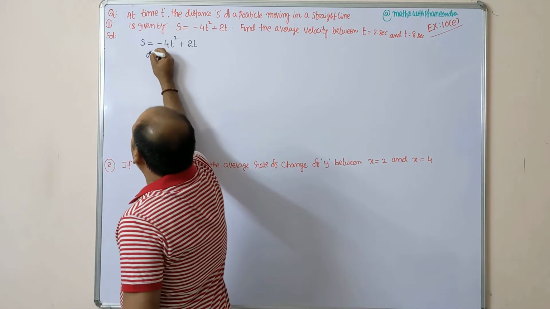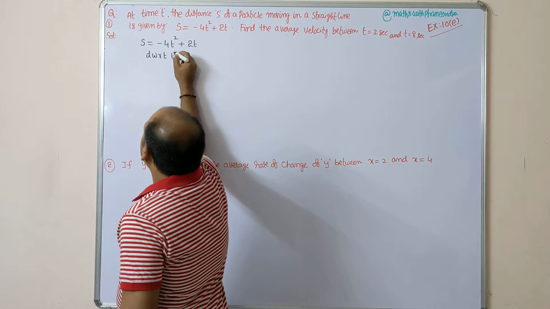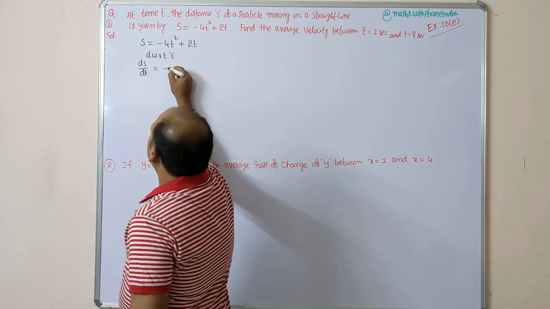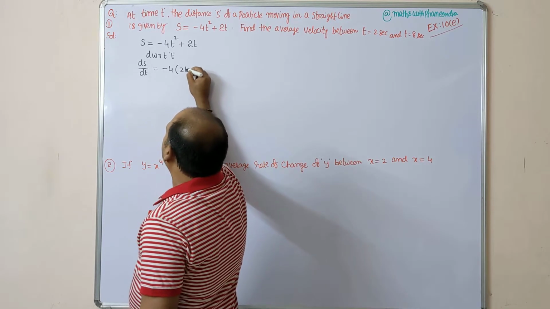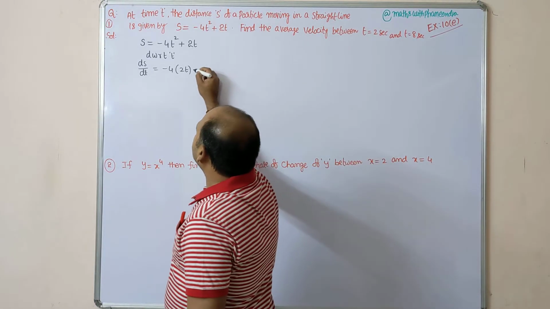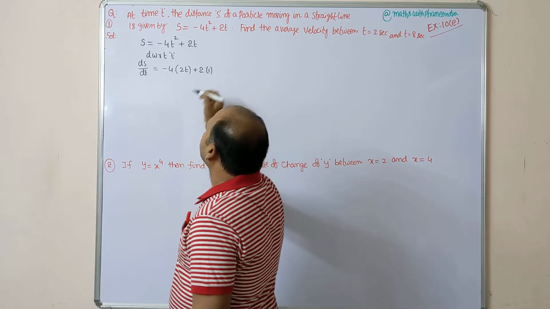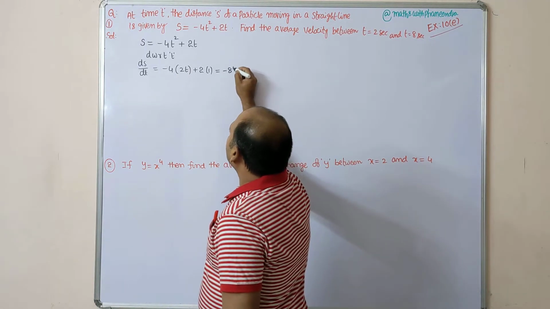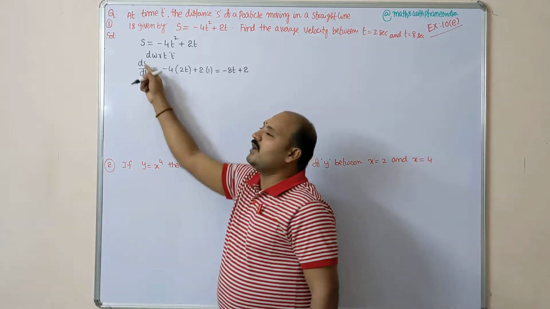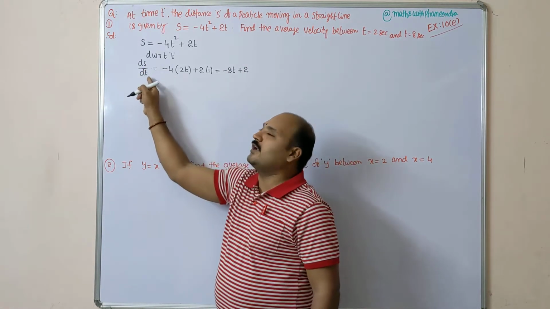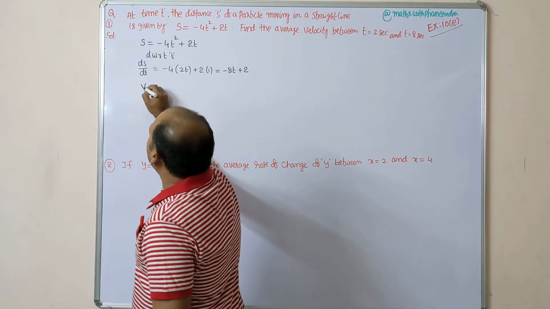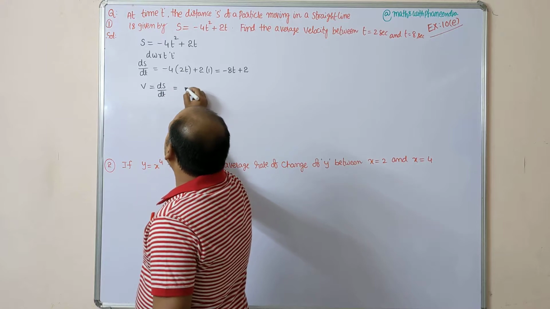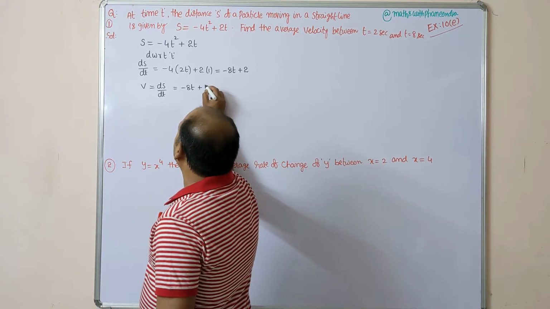Differentiate with respect to t. So ds by dt is equal to minus 4 into d by dt of t square, which is 2t, plus 2 into d by dt of t, which is 1. So it is equal to minus 8t plus 2. The rate of change of displacement is called velocity. Therefore v equal to ds by dt is equal to minus 8t plus 2.